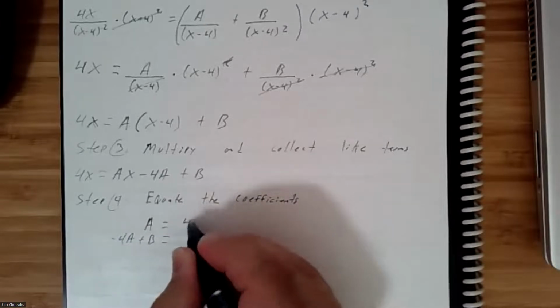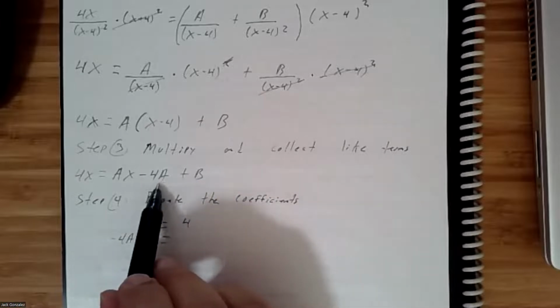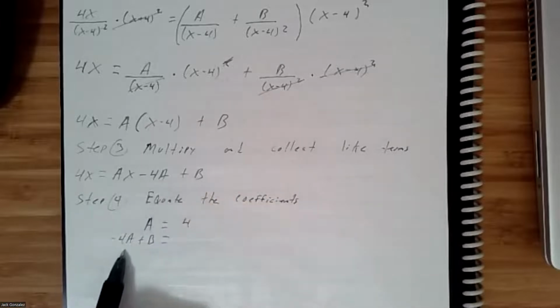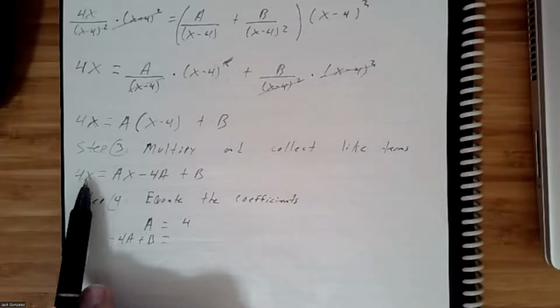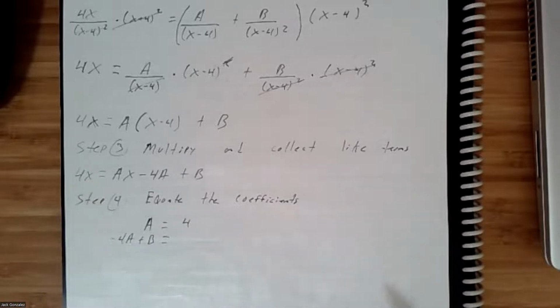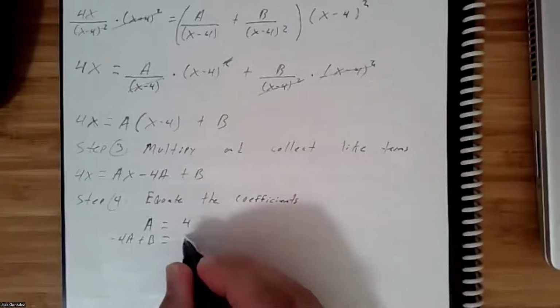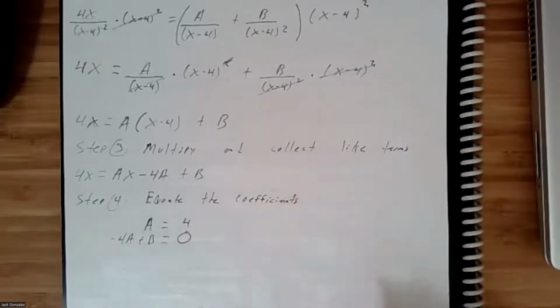Yeah, it has to be 4. So we automatically get 4. Then we look at the constants. Right, that's the constants. Do we have any constants on the left? It has to be equal to 0, right?